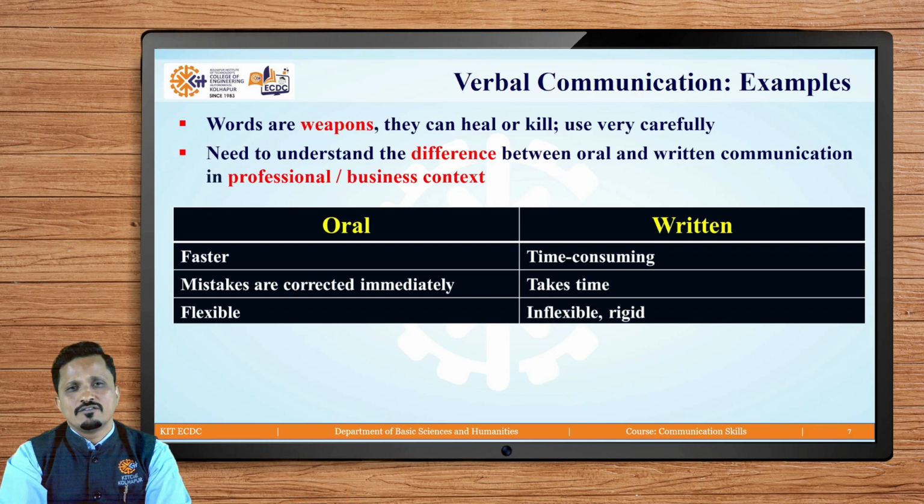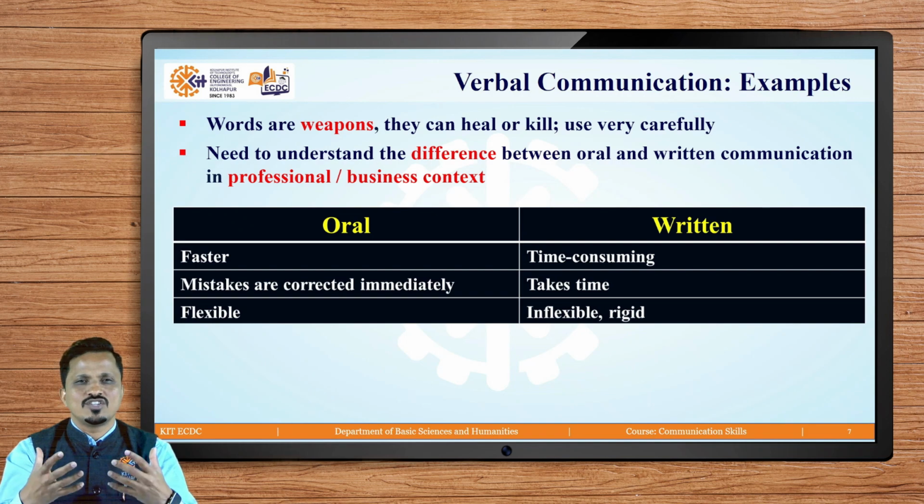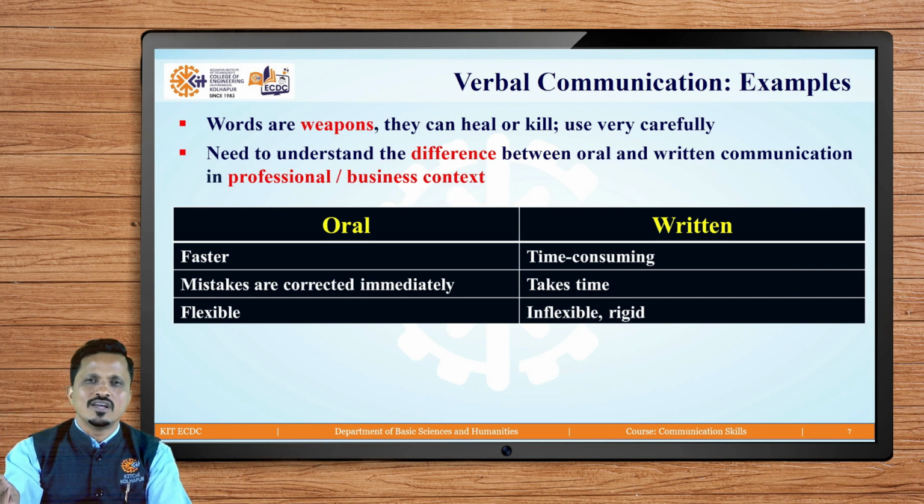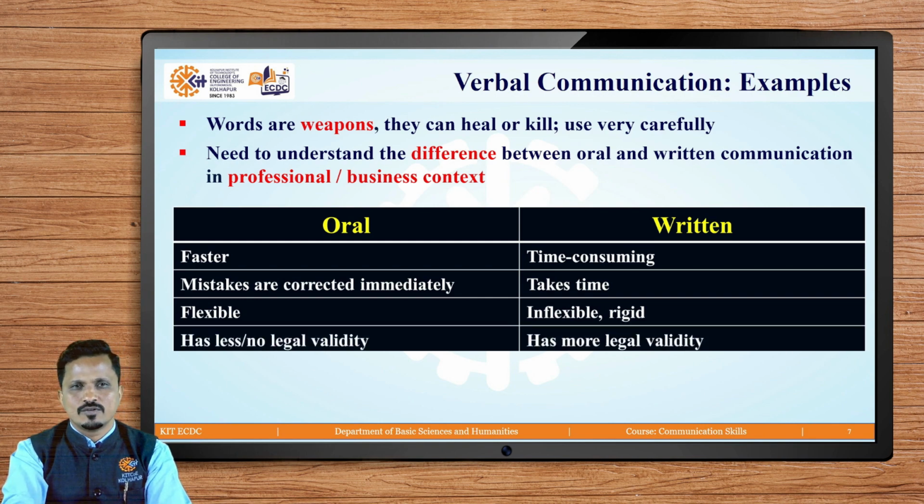The next major difference is that oral communication is flexible. I can change my talk, my speech, as per the need of the audience, the time and the occasion. But written communication is inflexible, it is rigid. We have to follow a particular pattern. When we are speaking, we may change our beginning, middle and end, and sometimes we may ask questions. But if it is a written notice, I have to follow the draft. For a letter, I have to follow the given format. Then only it will become successful.